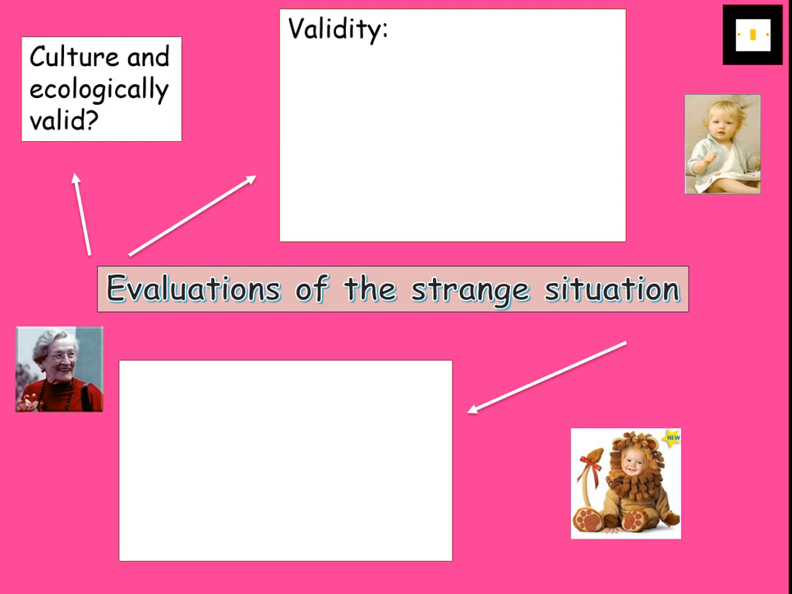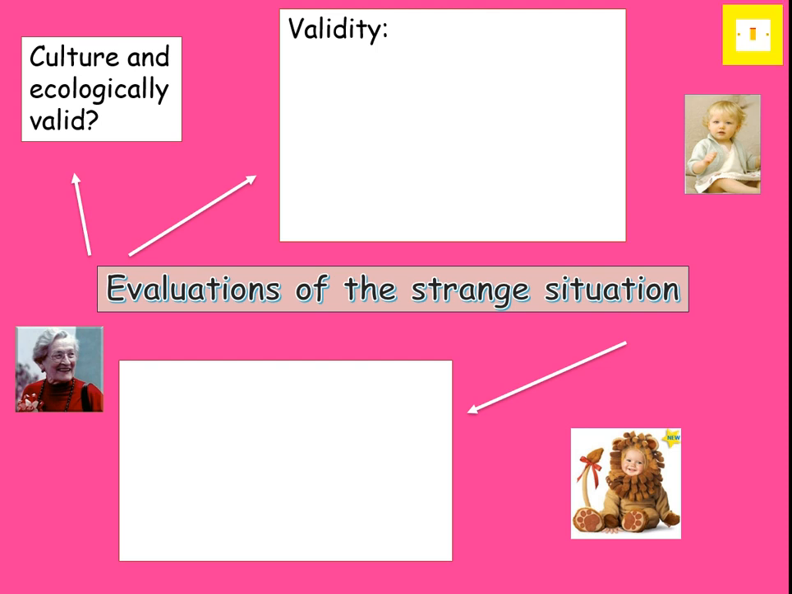So I want you to think, first of all, about culture and ecological validity. And in year 2, we're going to be revisiting this when we start to look at cultural bias. And you might think it's not necessarily culturally biased. But what I would like you to think about is in what way could it be? So culturally biased from several perspectives. From the researchers, because she's from a Western culture. I think she's Canadian.